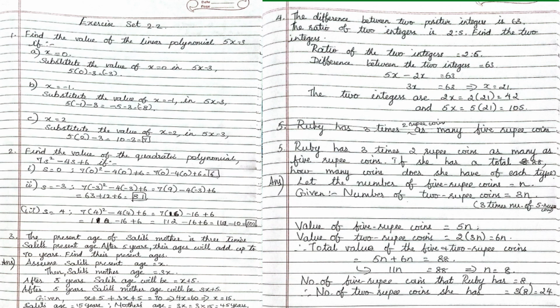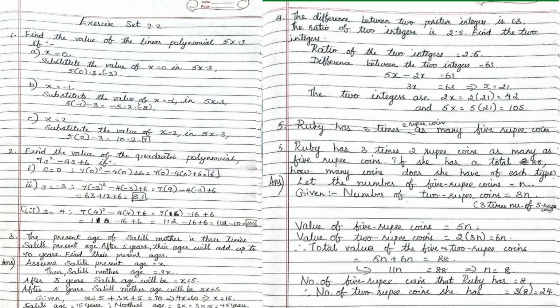What is Salil's mother's age? Salil's mother's age is 3 times the present age of Salil. So, Salil's mother's age is 3x. The given question is, after 5 years, their ages will add up to 70 years. So, what have they mentioned? After 5 years, if you add Salil's age and Salil's mother's age, it will give 70.